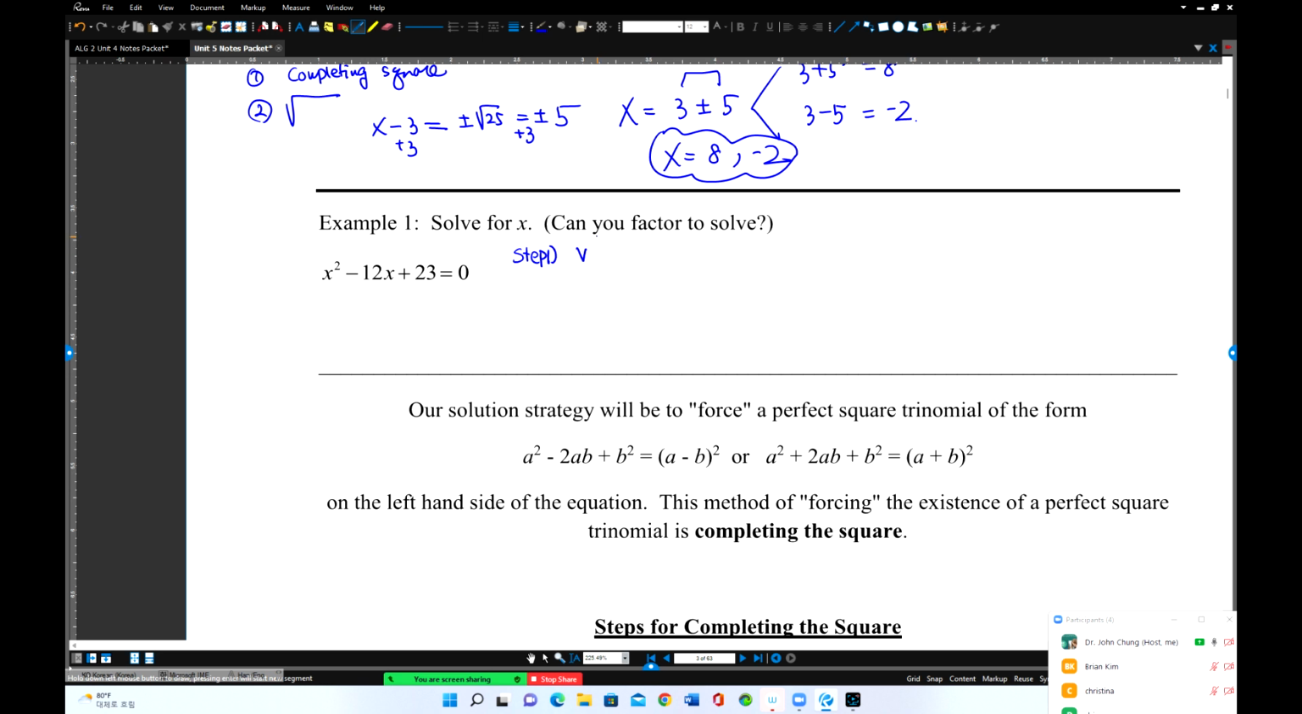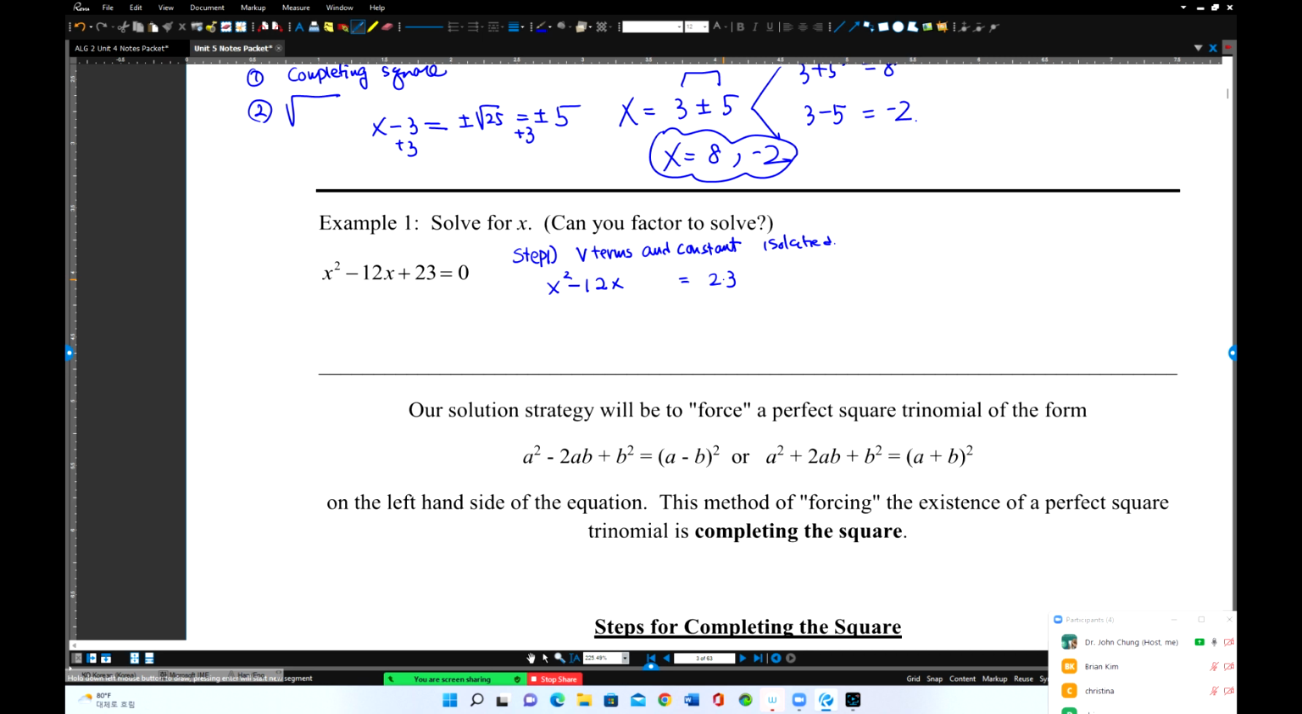Variable terms, b terms, and constant terms, isolate. Okay? How? x squared minus 12x. The constant term, move to the other side, 23. That's it. That's step 1.